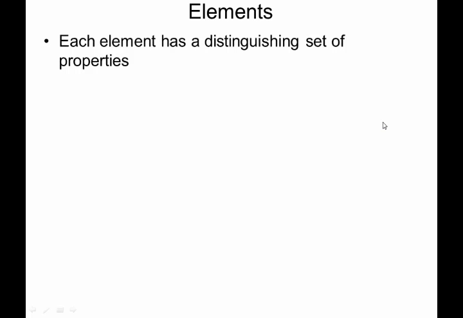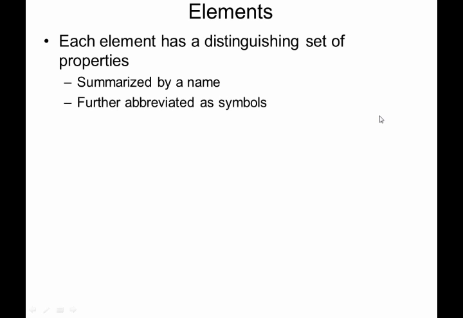However, each element, regardless of where it came from or what the distribution is, has a set of properties. So I could describe oxygen as being the thing that makes a molecule of O2, that we can breathe safely and that ignites. I could describe it in a lot of ways. But we summarize all those properties by a name, oxygen. And nitrogen has its name, so we summarize everything by a name. We further abbreviate it by a symbol. So instead of trying to describe oxygen, we call it oxygen, and it has a symbol O.